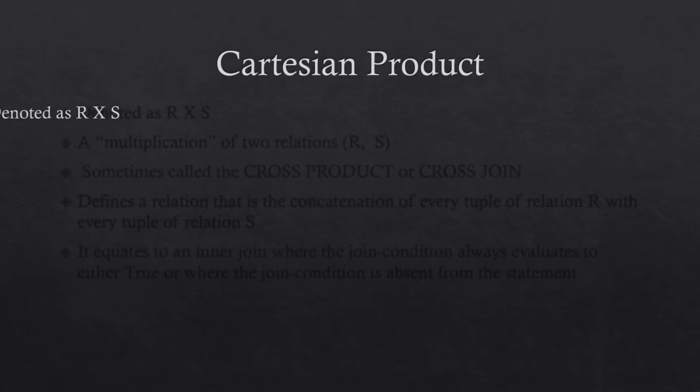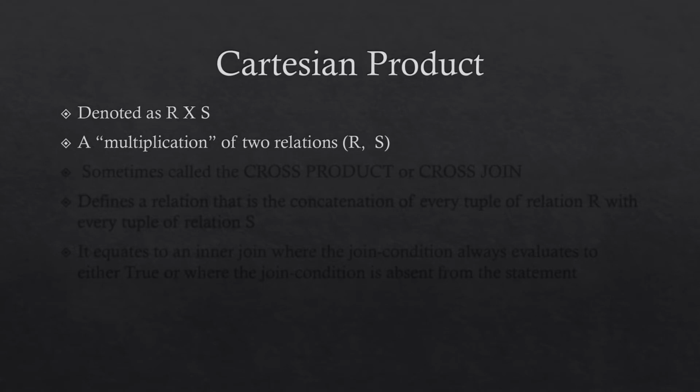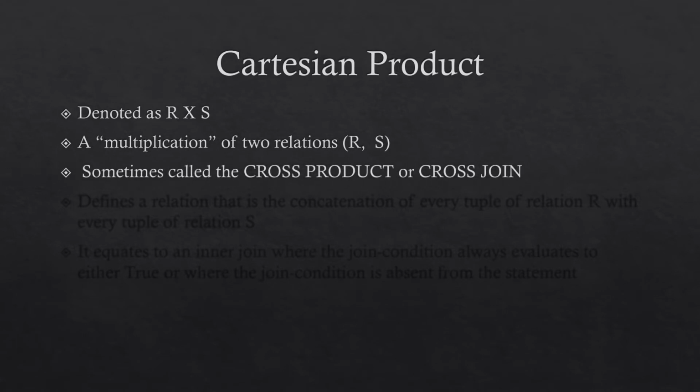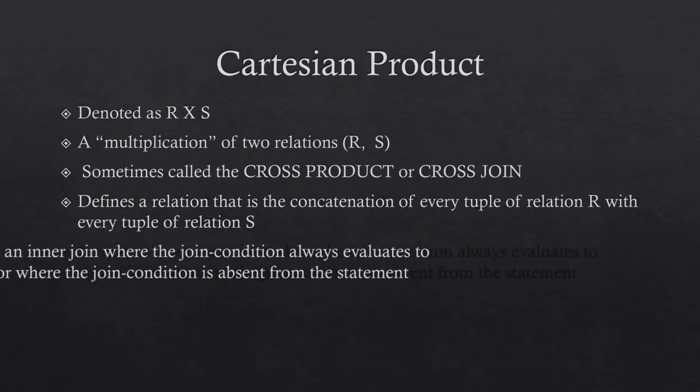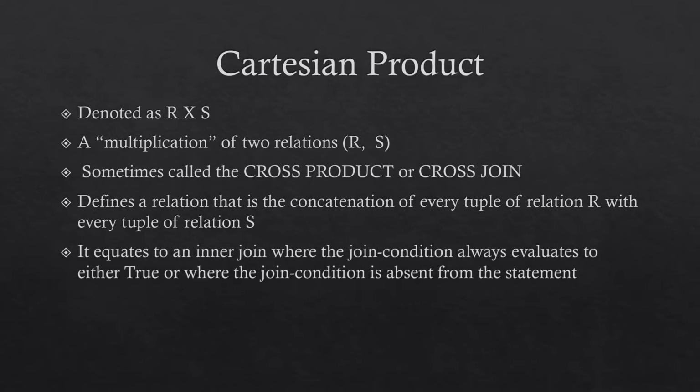Cartesian product is denoted by R cross S or R times S, where R and S are the names of the tables. It is a multiplication of two relations, R and S, and sometimes called the cross product or cross join. Cartesian product defines a relation that is the concatenation of every tuple of relation R with every tuple of relation S. It equates to an inner join where the join condition always evaluates to true or where the join condition is absent from the statement.